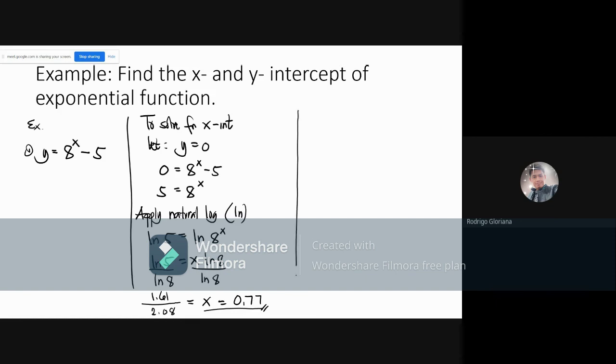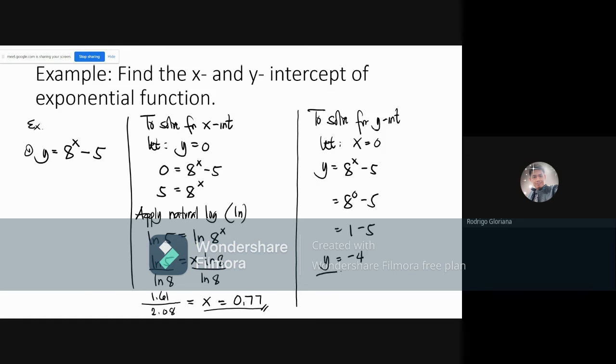To solve for the y-intercept, we let x equal to 0. So we have now y is equal to 8 raised to x minus 5. Then 8 raised to 0 minus 5. Any number raised to 0 is equal to 1. So 1 minus 5, and that is now negative 4. So this is now your y-intercept. y is equal to negative 4. Or we call it with the corresponding coordinate 0, negative 4.